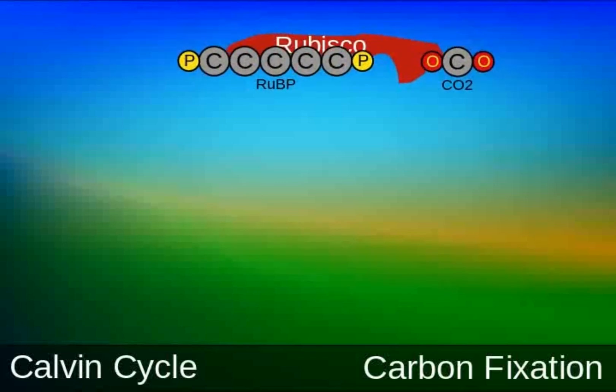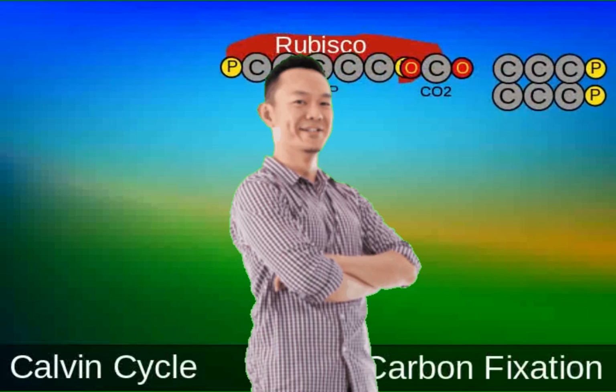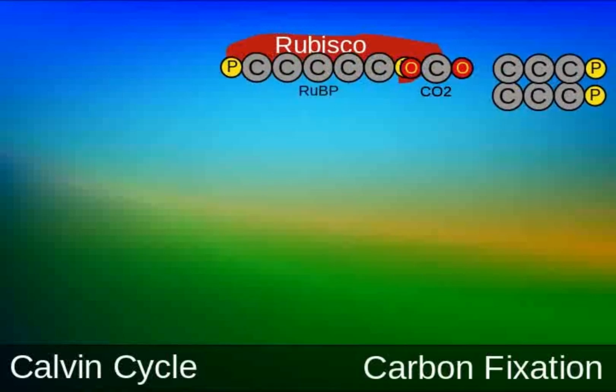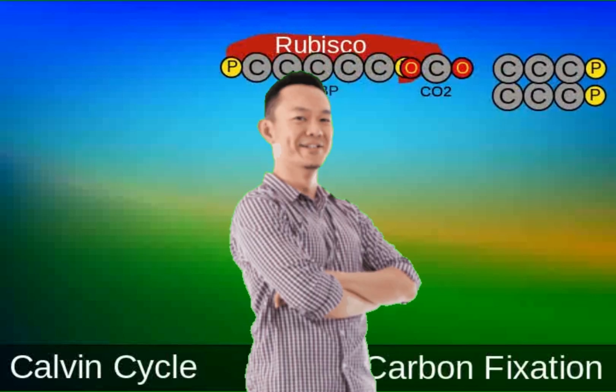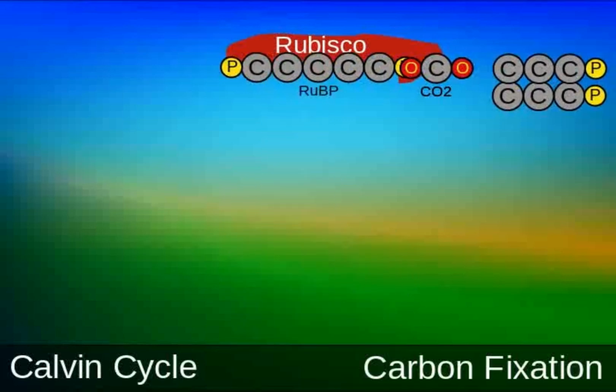This creates a very unstable 6-carbon molecule. Ming, what do you mean by unstable? The bonds are very weak and they want to break. Will the bonds eventually break? Yes, they break into 2 molecules of 3-PGA, and that's it. Oh, okay. Is that it?